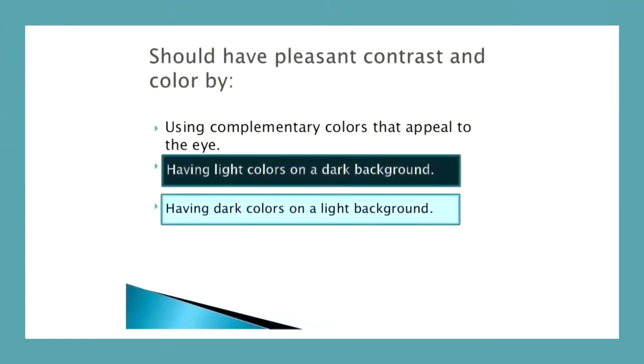All right, so you can see examples here. Use complementary colors that appeal to the eye. You can see the first box here. You have dark background color with light color text, and the next one is a light color background, light blue, with dark color fonts. You can see here it's black color. Just stick to the simple and basic color. Black and white, contrast.